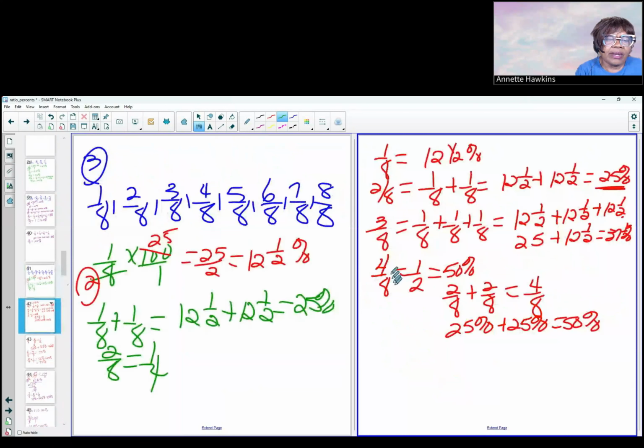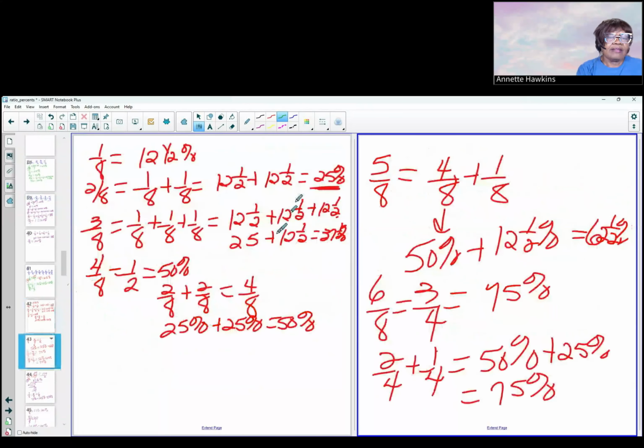And so here we are. Okay, so 3/8, you add this 3 times and you get 37.5%. 4/8 is a half, which is 50%. And so if I add 2/8 plus 2/8, I get 50%. 5/8 is 4/8 plus 1/8, 50% plus 12.5 is 62.5%. 6/8 is 3/4, that's 75%. Okay, 2/4 plus 1/4, 50 plus 25, 75.